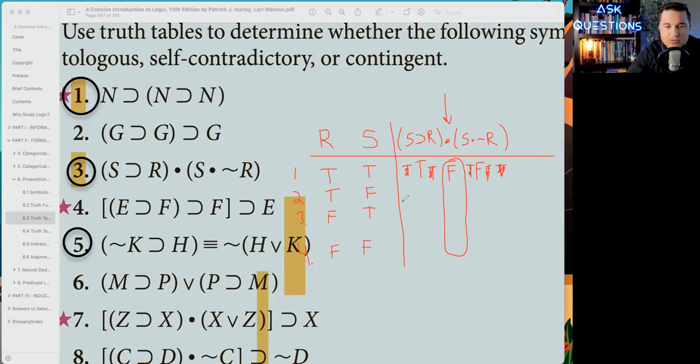In row 2, R is true. And it doesn't even matter what S is, right? We have a horseshoe statement. If the right side's true, the horseshoe has to be true. So I'm not even gonna do this part. Doesn't matter.